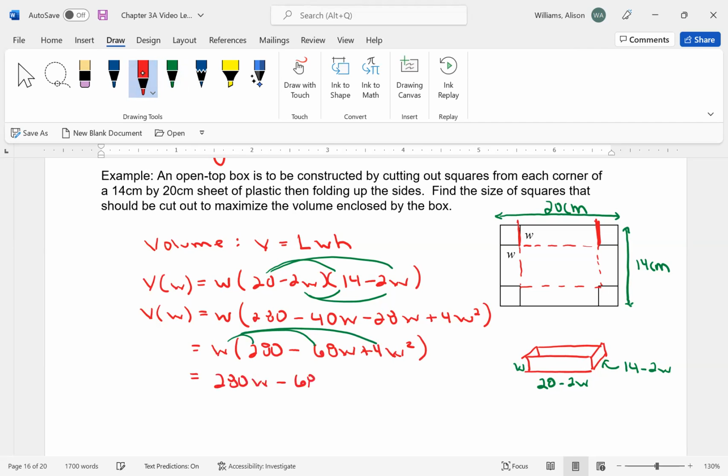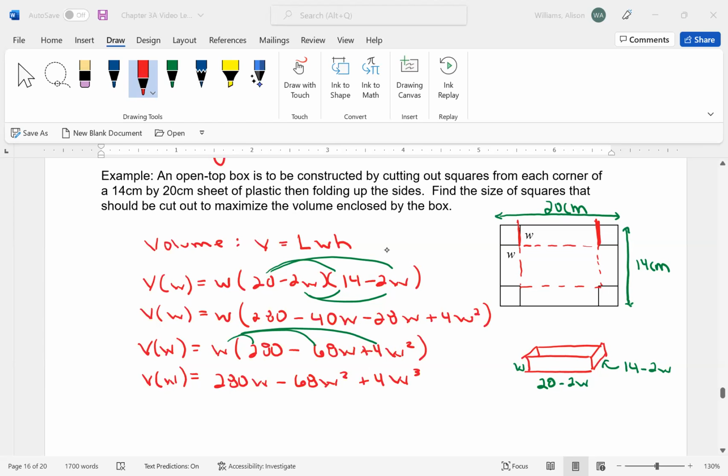280W minus 68W squared plus 4W cubed. There's my volume written out nicely. Now I want to find a potential maximum point. I'm trying to maximize this equation, so I'm going to go to Desmos now and graph that equation.